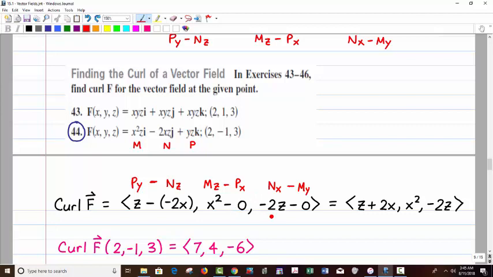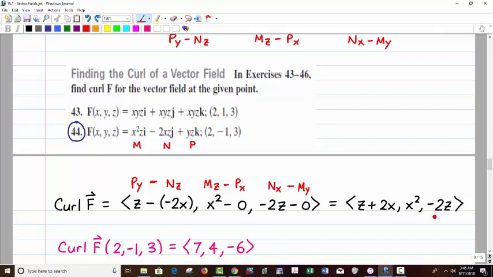Now we go to the third component. Nx minus My, once again, include the minus. So the derivative of 2xz will be 2z, with the negative, makes it negative 2z. And then My will be 0. So you end up with the curl will be the vector z plus 2x, comma, x squared, comma, negative 2z.